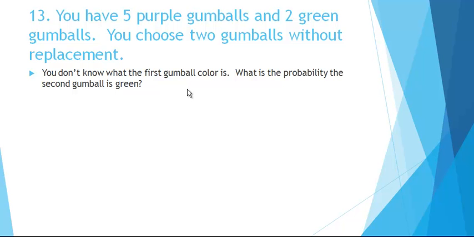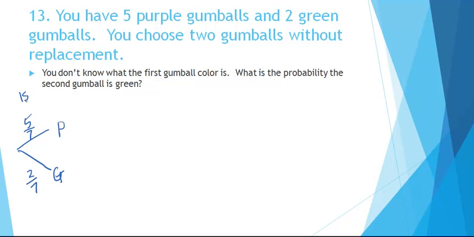Okay, this one, we've got these gumballs, and we don't know what the first gumball color is. What is the probability the second gumball is green? So let's go ahead and do a tree diagram again. First, let's say you choose two gumballs without replacement. We can either choose purple or green. The probability of purple is 5 out of 7, and for green, that is 2 out of 7.